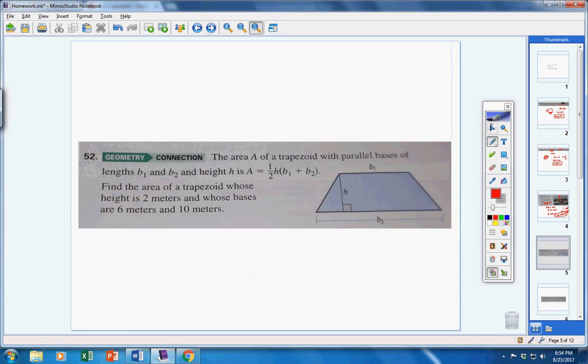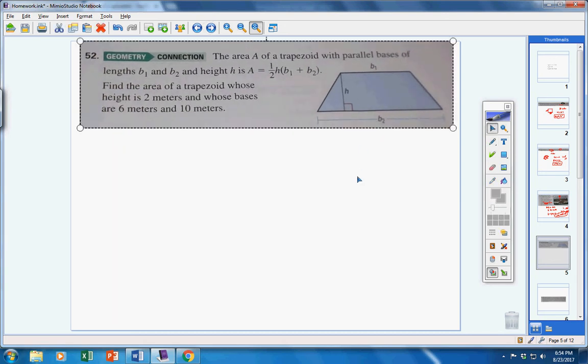Number 52. A similar problem where it's going to take a formula they give us, substitute numbers in, and solve. Alright? The area of a trapezoid with parallel bases of these lengths and this height is found by this formula here.